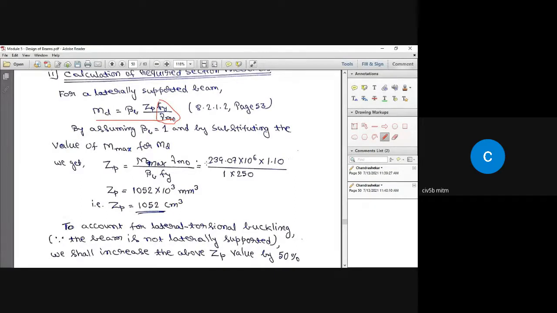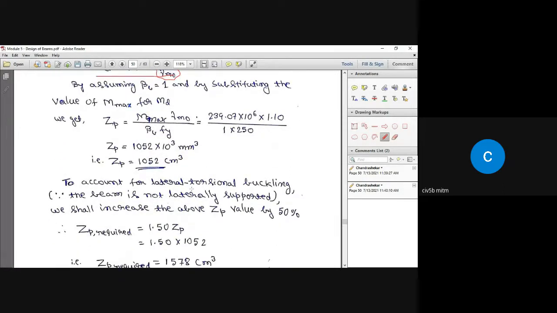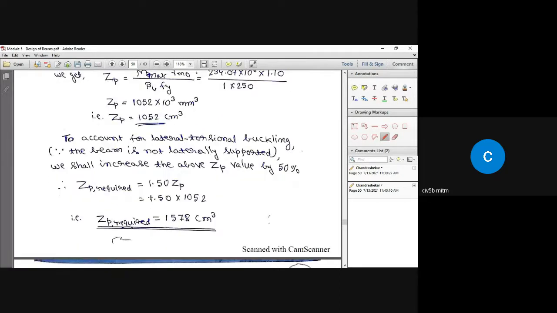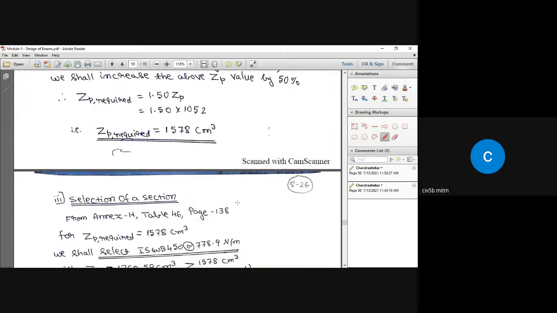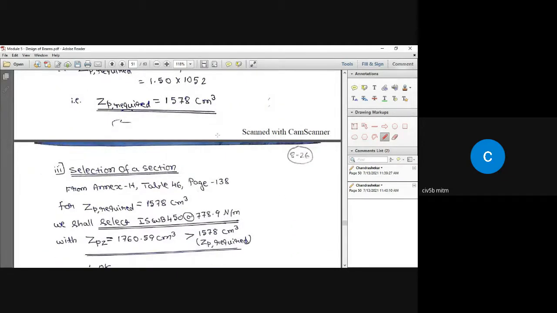As a result, to carry the load we need a higher section. So for that, we are going to increase the value of ZP by 25 to 50%. In this case, I increased the value of ZP by 50%. Whatever value I get, I call that ZP required. So 1578 centimeter cube. And then go to page number 138 and 139, annexure H of the code book.